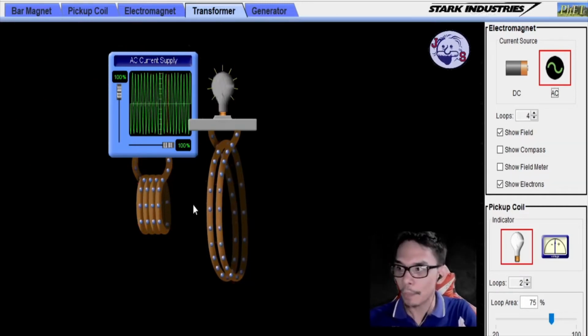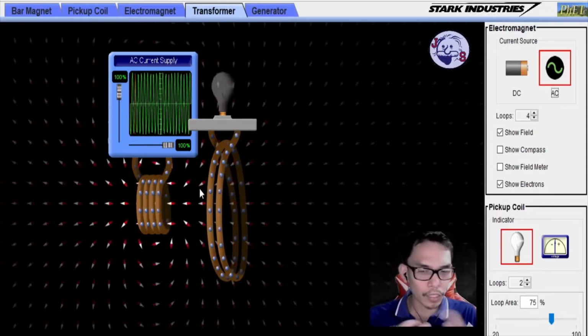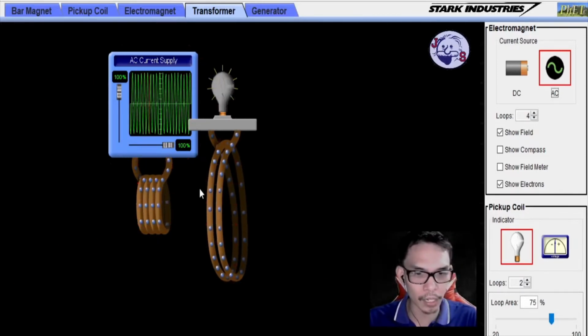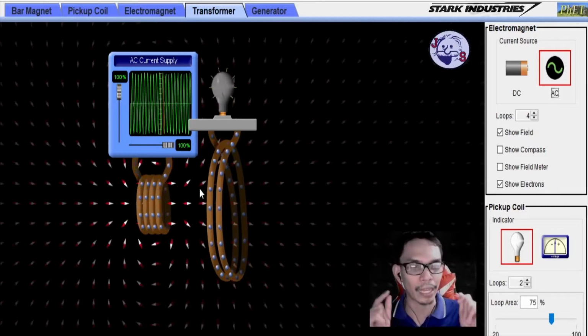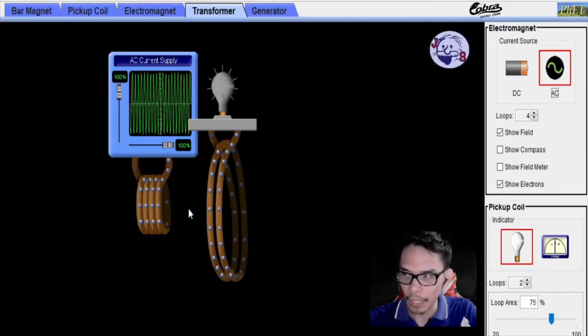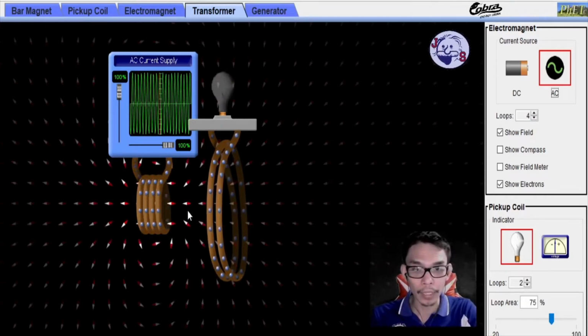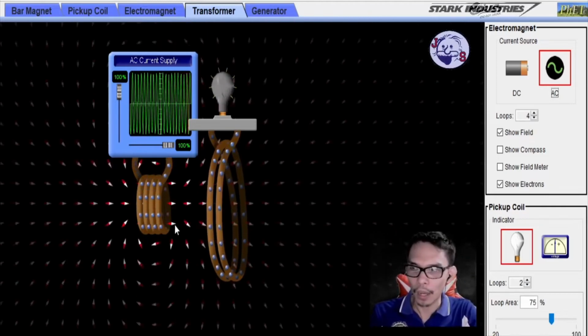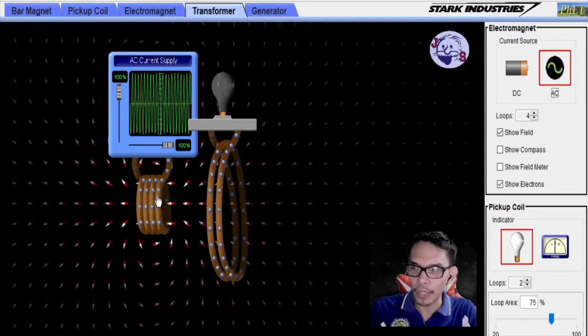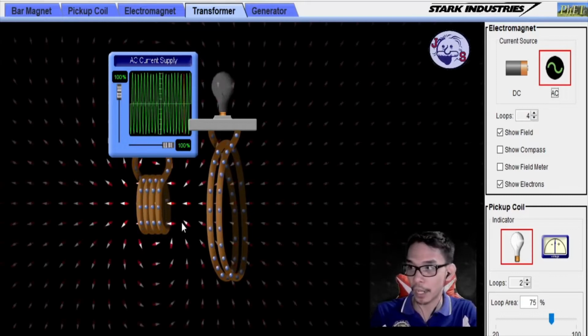So, in this case, you now have a changing magnetic field. That's the idea, right? In electromagnetic induction, the key idea is that a changing magnetic field creates electric current. This is your changing magnetic field because the magnetic field changes direction. It changes direction even though we are not moving the coil over here. Even though we are not moving the coil, the magnetic field still changes in direction.